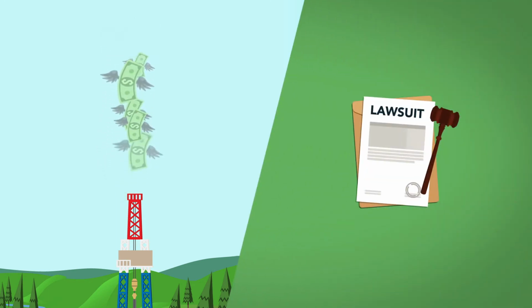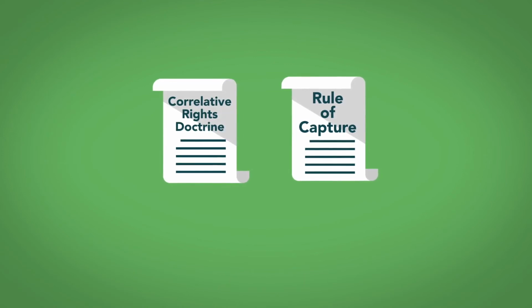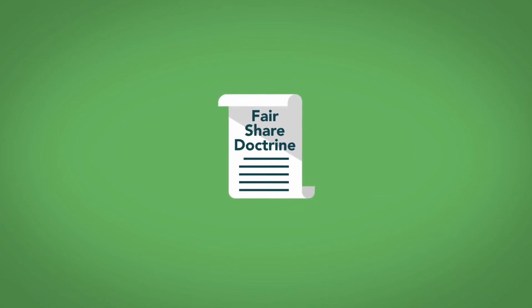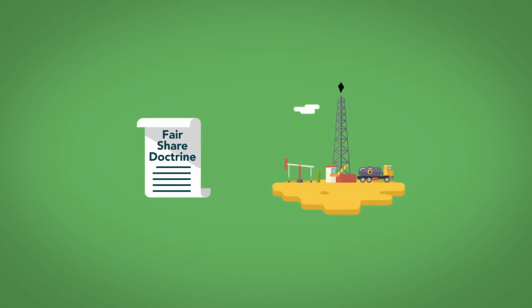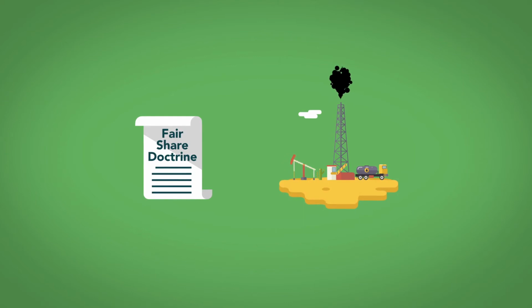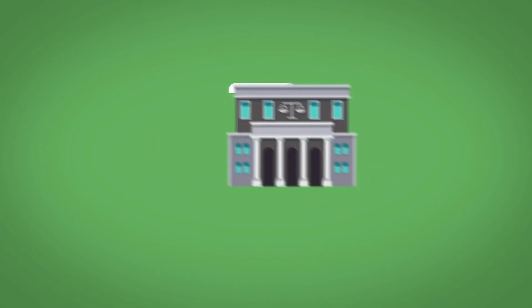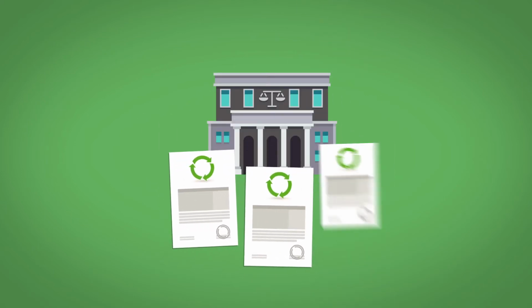to liability. The tension between the rule of capture and the correlative rights doctrine eventually led to the development of the so-called fair share doctrine, which provides that each property owner is entitled to a fair chance to extract the petroleum or minerals under his or her property. The fair share doctrine has since been codified into the laws of many jurisdictions in the form of conservation statutes.